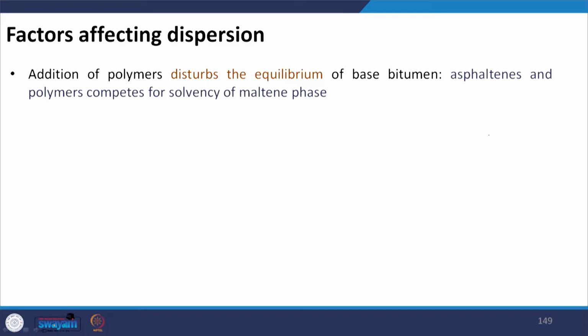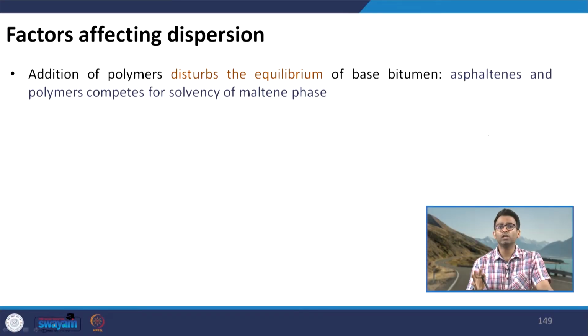So, we have to understand what those factors are which will affect the dispersion of these polymers within the bitumen and will help in improving the stability of the structure. Generally, the addition of polymer will disturb the equilibrium of the base bitumen, because base bitumen is in an equilibrium state. Now, I am adding something from outside which will disturb the equilibrium. So, what typically happens, let me try to explain in this way.